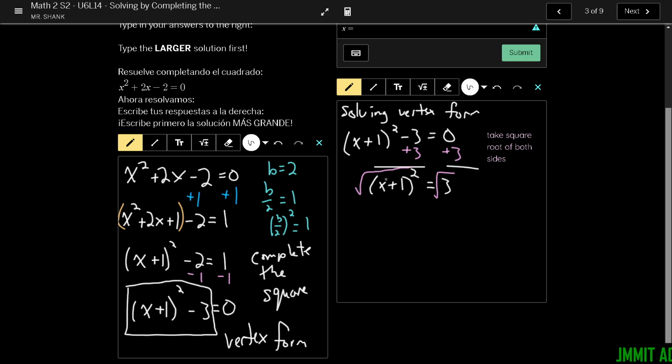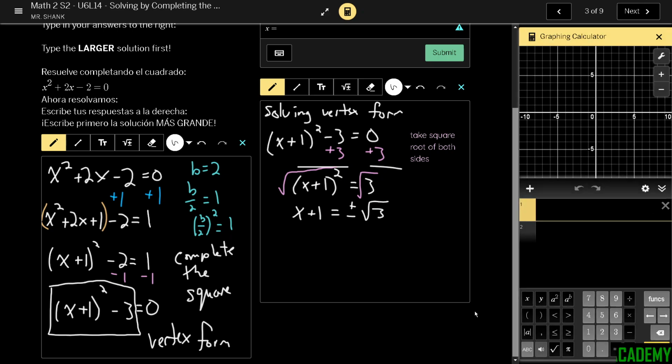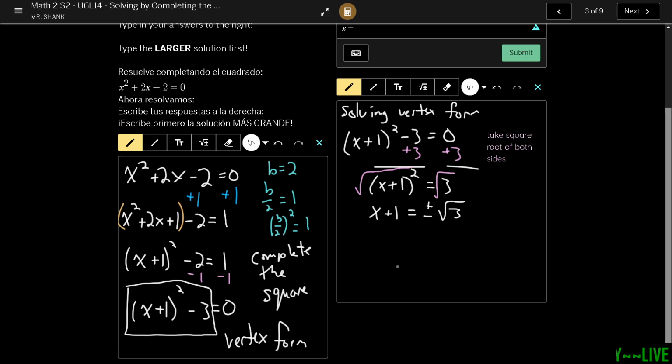So when I rewrite it, it gets rid of the parentheses and the exponent, because that's that inverse operation. So now I have x plus 1 equals plus and minus square root of 3. Even though I can type the square root of 3 in a calculator and it gives me a decimal, that's okay. Instead of writing out this super long decimal, we can just write square root of 3, and it will still work. I'm just going to keep that to the side.